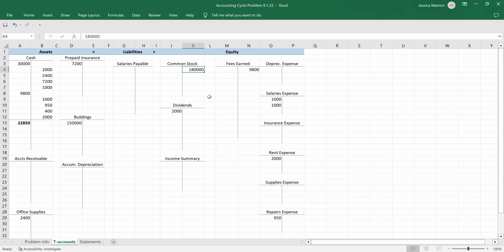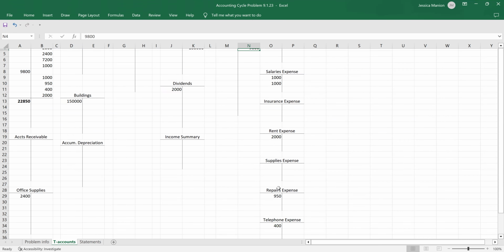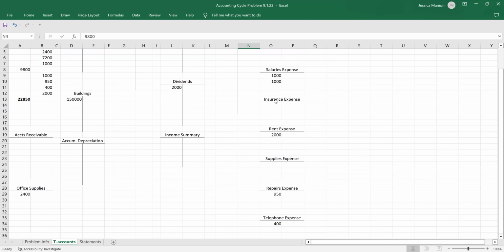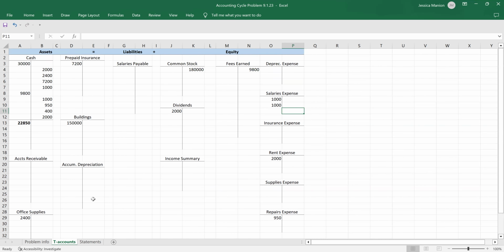We don't have anything in accumulated depreciation yet, nothing in salaries payable yet. We've got 180,000 in common stock, 2,000 in dividends, 9,800 in fees earned, and then we've got a few different expenses here. Salary expense, rent expense, repairs expense, telephone expense. We could go ahead and add up salaries expense if we wanted to, but it's easy to see it's 2,000, so it's not a big deal. Cash is the one with the most ins and outs, so it's helpful to foot the balance.